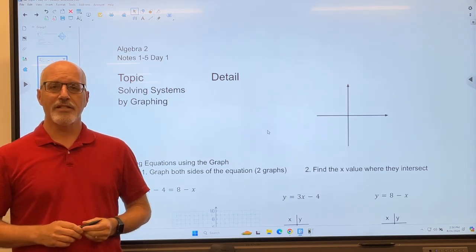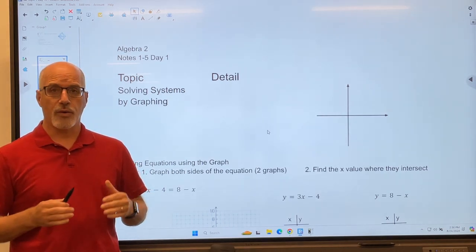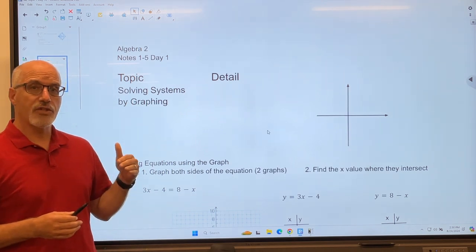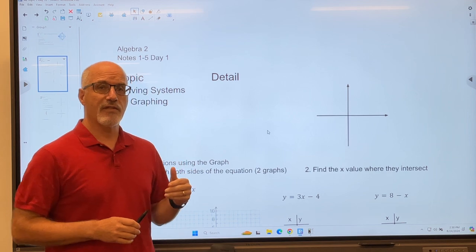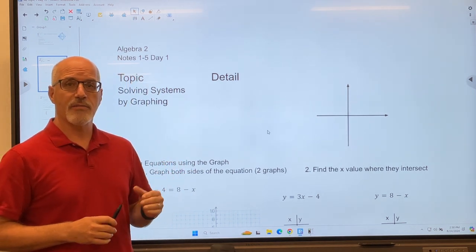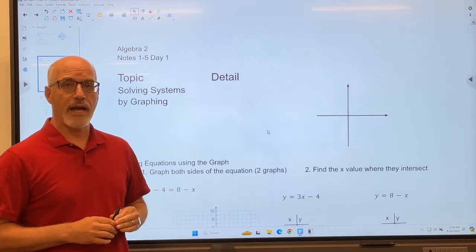This lesson extends the ideas we've had about graphing, and it applies them to how we solve systems of equations. Our objective is that we can solve a system of equations using graphing.